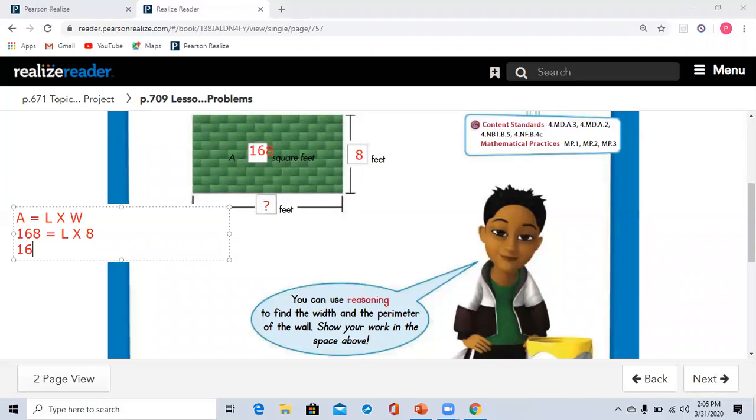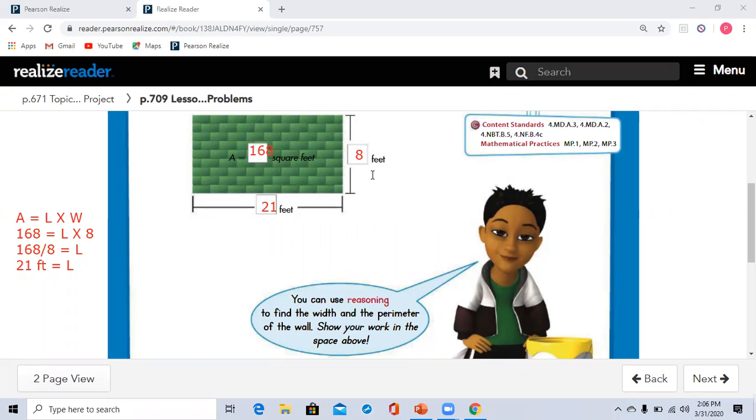So 168 divided by 8 will give me the length. 168 divided by 8 will give me 21 feet. That is my length. Now that I know my length, I can replace it there. So that will be 21 feet.